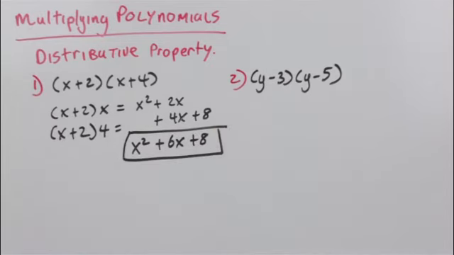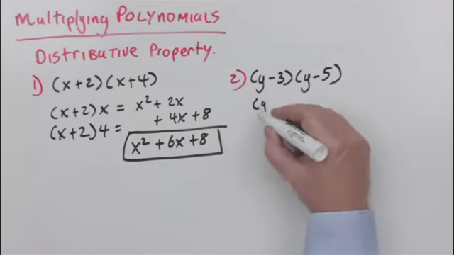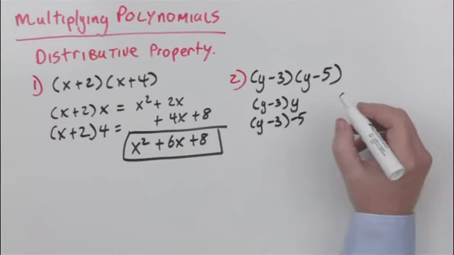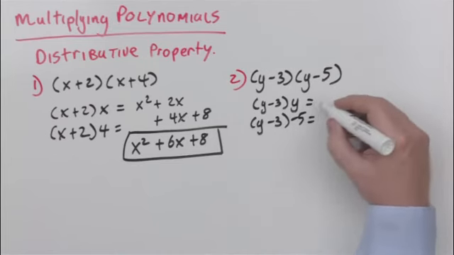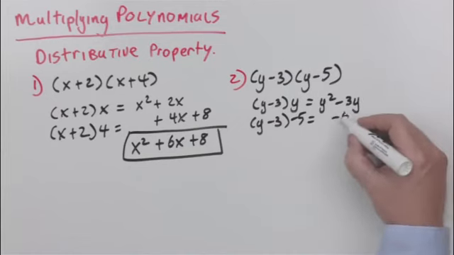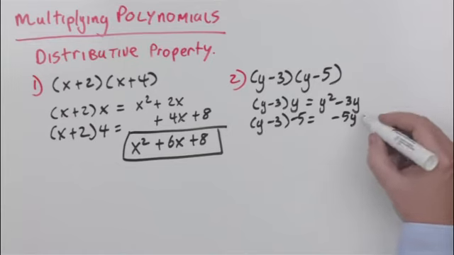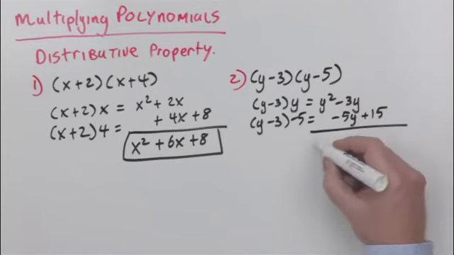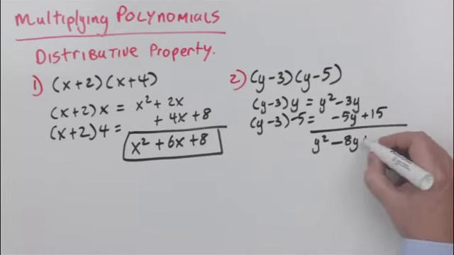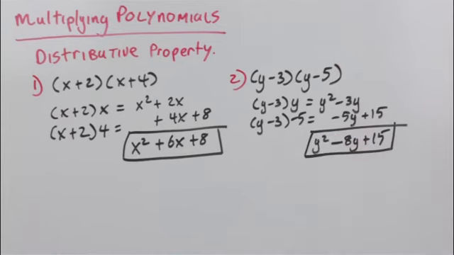Great, let's look at our next one. And let's do that again. Let's write the first term down twice. So y minus 3 and y minus 3, and I'm going to distribute the y and the negative 5. That's y times y is y squared. y times negative 3 is negative 3y. Negative 5 times y, right under the common term, is negative 5y. And negative 5 times negative 3 is positive 15. Add them together: y squared minus 8y plus 15.